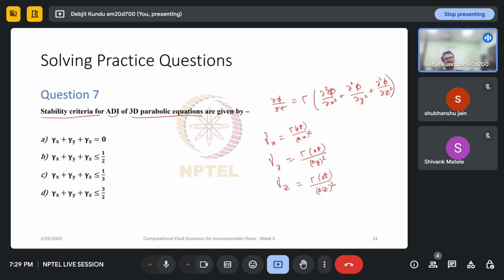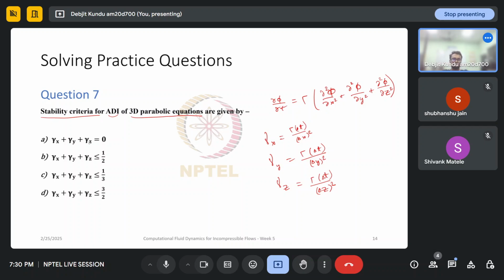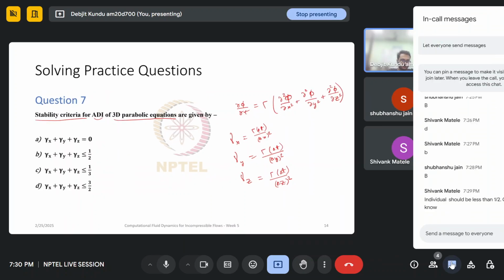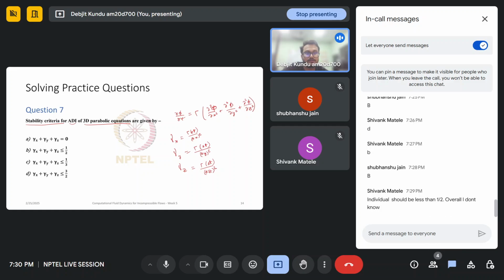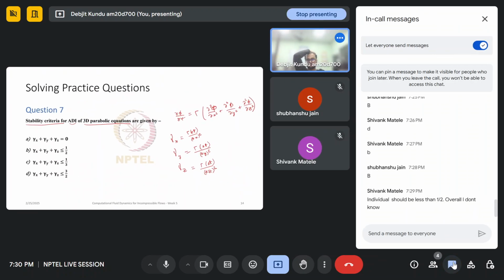So what is the stability criteria for this? Is it that the sum of the gammas is equal to zero? Is it that the sum has to be less than half? Or is it that they have to be less than one third? Or is it that they have to be less than three halves? We have got one response telling that individual should be less than half. Overall, I don't know. Okay, let's see what others have to say.